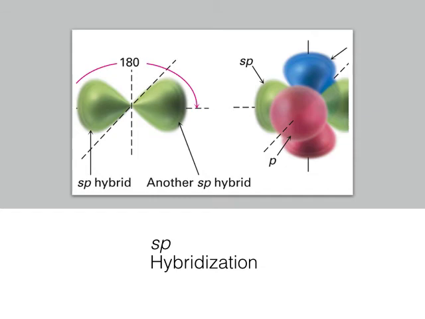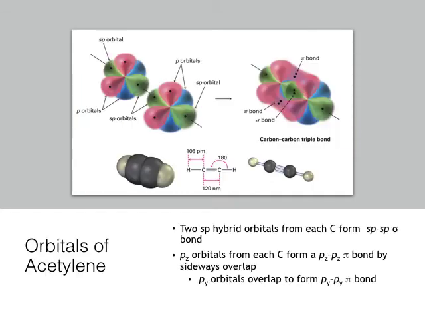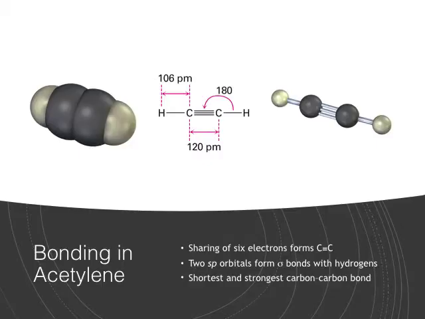The most common carbon compound that has an sp hybridization is the acetylene. This is the simplest carbon compound containing the sp orbital. So again, let's review. Bonding in acetylene involves a 180 degrees distance around the carbon-carbon bond.